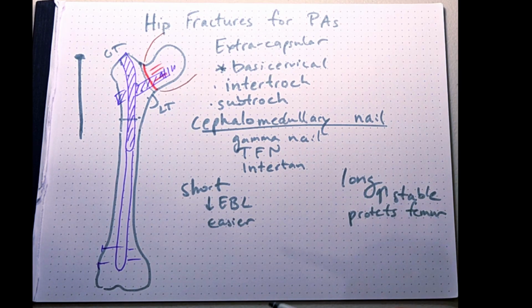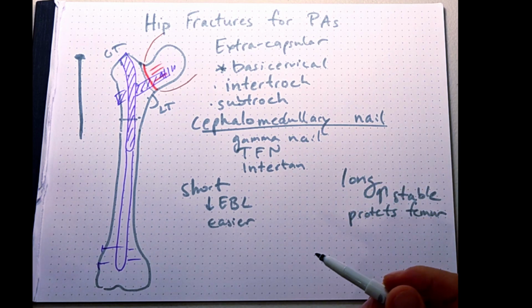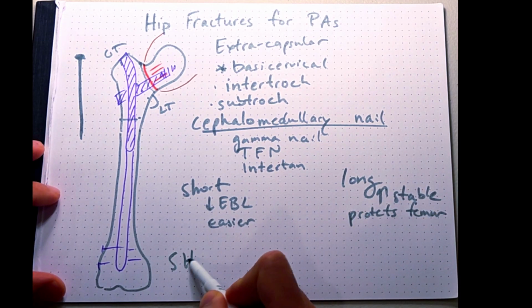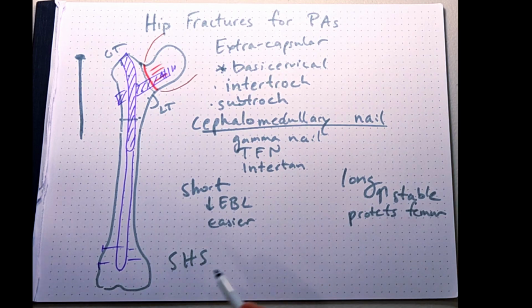I do want to bring up another older way we used to treat these extracapsular fractures, and that is something called a sliding hip screw. This will come into play later on when we talk about types of femoral neck fractures, and also as a bonus I'm going to talk about why we don't use these anymore, although some people use them, and why they don't work in certain extracapsular fractures.